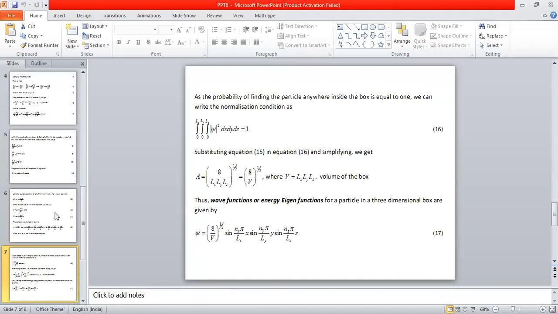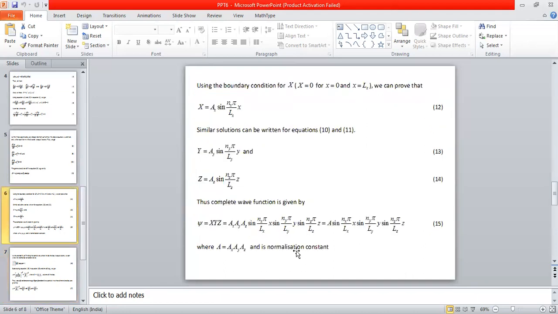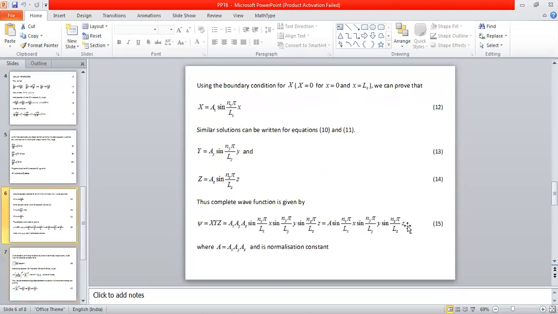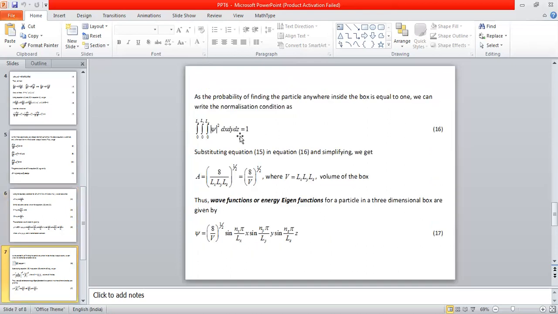I'm avoiding all the mathematics here. If you substitute equation 15 in equation 16, we have to square equation 15 and substitute it in equation 16. And we have to do three integrations separately, once with respect to x, once with respect to y, and once with respect to z. If we do the simplification, we get the constant A equal to 8 divided by Lx Ly Lz, whole to the power of 1 by 2.